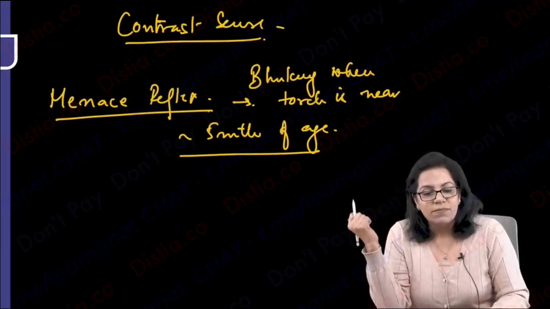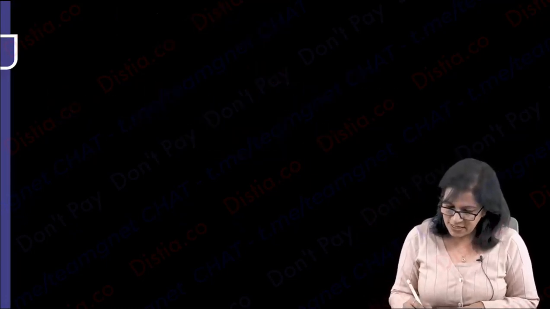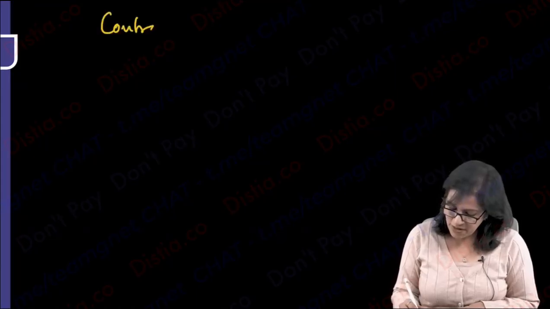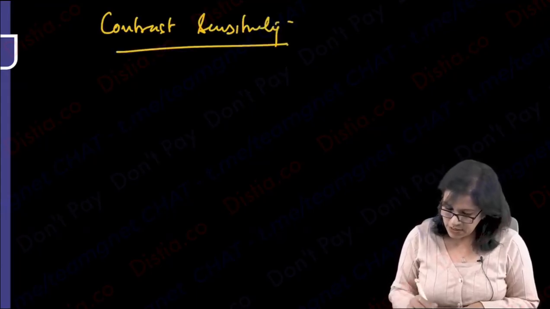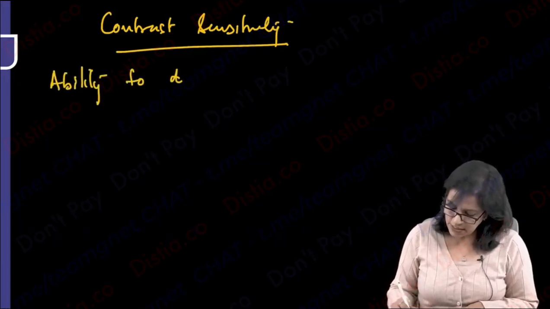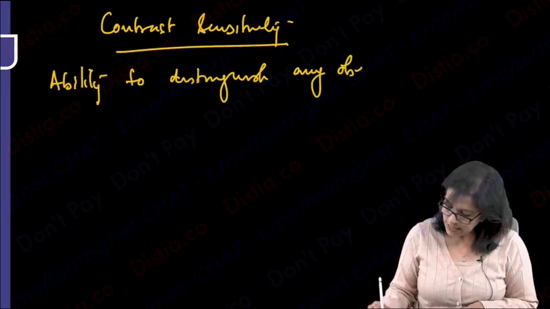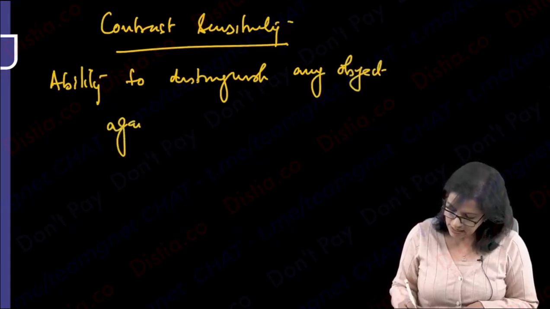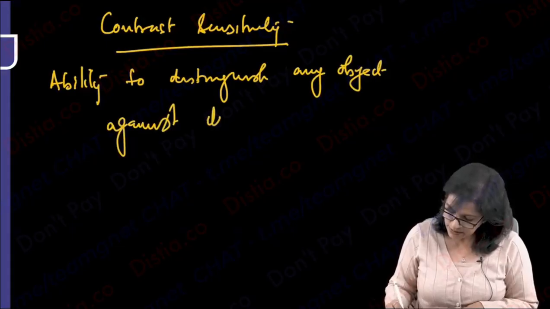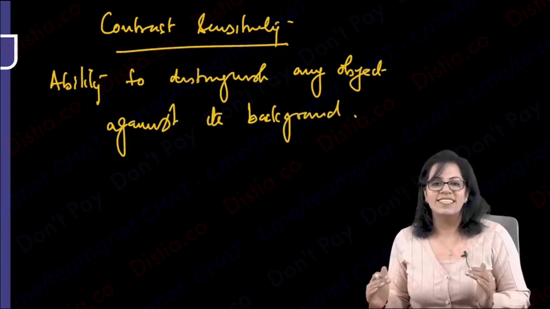Got it? Yeah. We were talking about contrast sensitivity. So first of all, what is contrast sensitivity? How do you define contrast sensitivity? All of you note down. We will say that it is the ability to distinguish any object against its background. Ability to distinguish any object against its background. This is what is called contrast sensitivity.